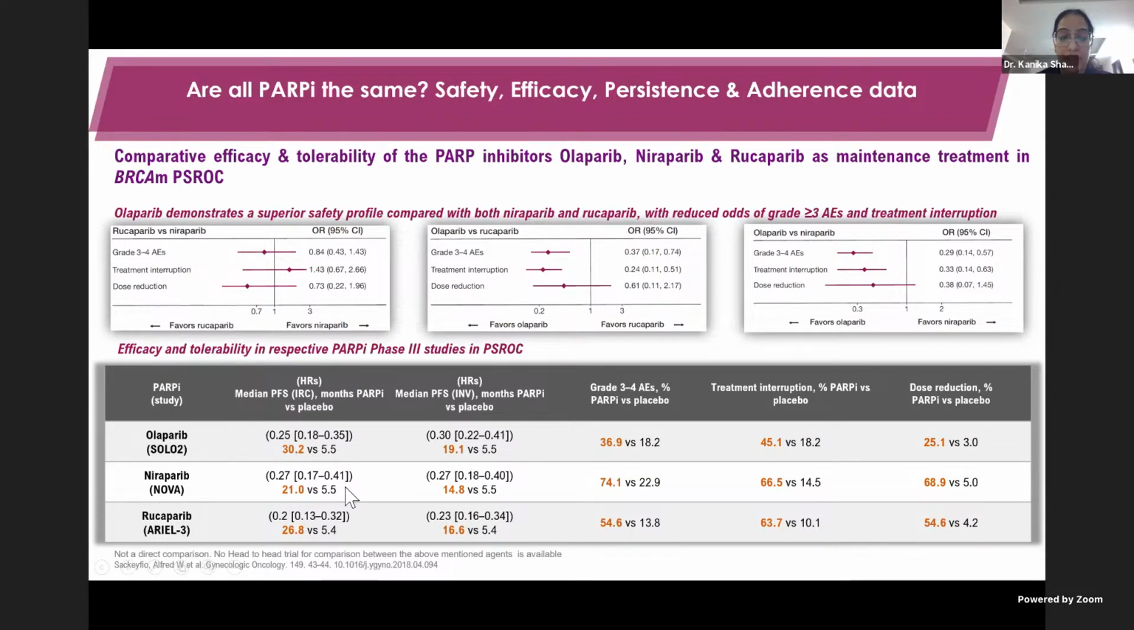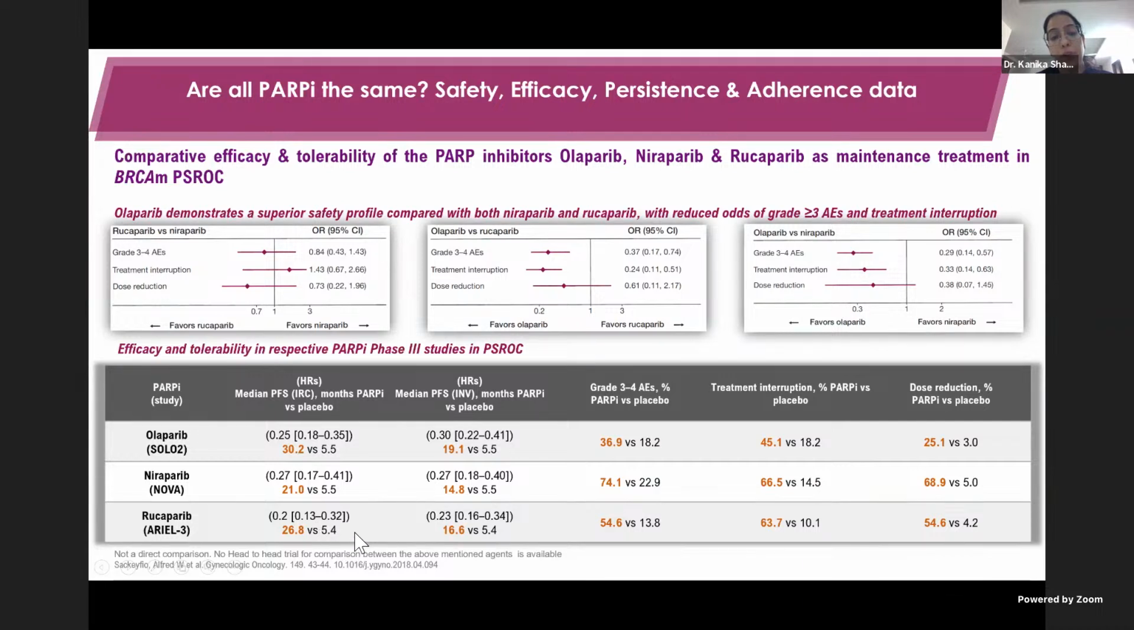And when we talk about the efficacy data, olaparib has the highest PFS in terms of number, although you can't do the inter-study comparison. But the good thing is that in the placebo arm, it is comparable. So it's not like the data is different between all the different studies.